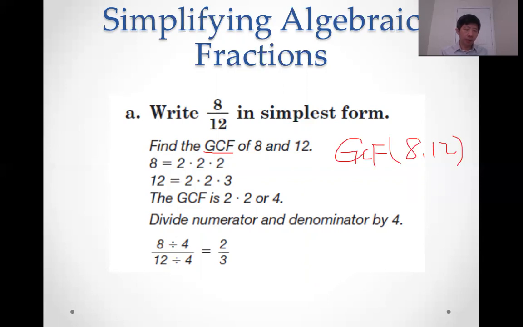We can find the factors: 8 is 2 times 2 times 2, right? And then 12 is 2 times 2 times 3. So the GCF is equal to 4, all right? So that's one way. Remember that we talked about this. Do we have another way? Yes, we have another way.